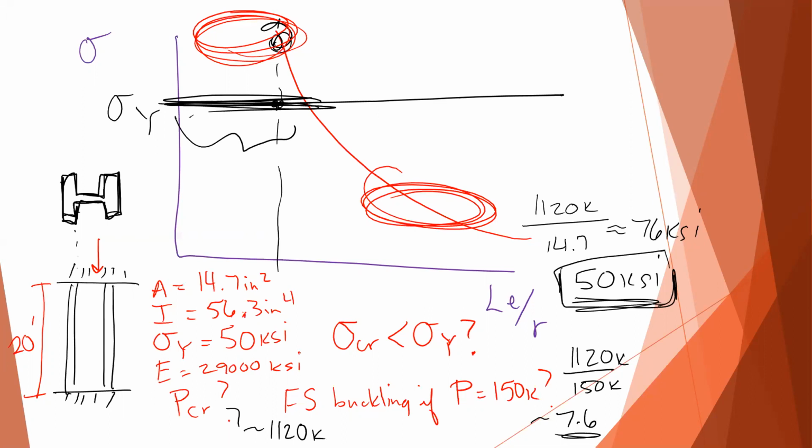So if you really want to know a factor of safety against buckling, you're going to need to take this 50 ksi, figure out what load that applies to, and then redo this calculation here using that applied load instead of the 150.